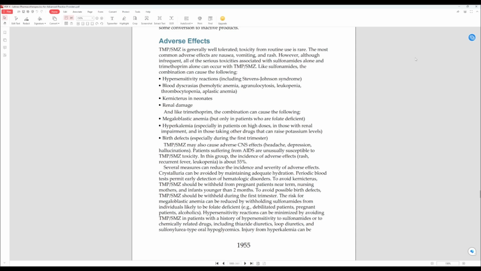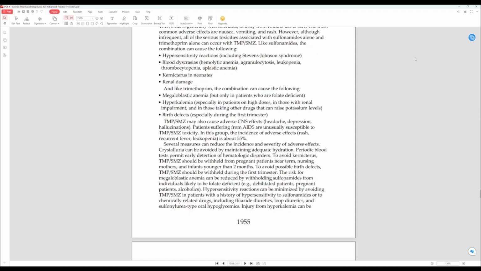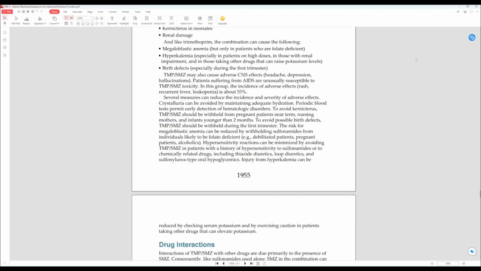So, like sulfonamides, the combination can cause hypersensitivity reactions, blood dyscrasias, kernicterus in neonates, renal damage, megaloblastic anemia, hyperkalemia, and birth defects. TMP-SMZ may also cause adverse CNS effects, such as headaches, depression, and hallucinations. Patients who are suffering from AIDS are unusually susceptible to TMP-SMZ toxicity. In this group, the incidence of adverse effects of rashes, recurrent fevers, and leukopenia was as high as 55%.